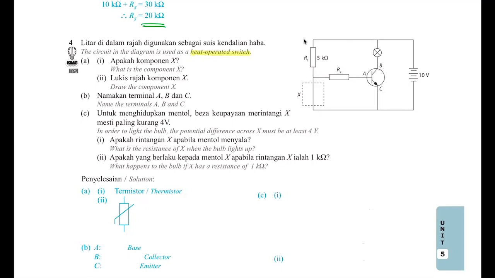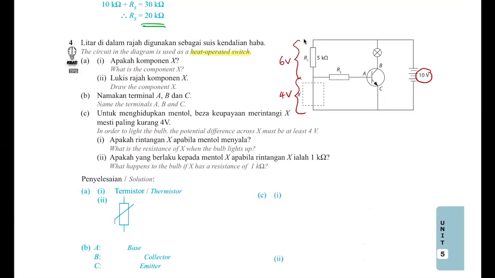Nah, sama juga dia punya pengiraan. In order to light the bulb, the potential difference across X must be at least 4 volts. Okay, so maksudnya di sini, it has to be at least 4 volts. So the remaining voltage at the upper part, you minus from 10, it should be 6 volt lah kan? 10 minus 4, it should be 6 volt. What is the resistance of X when the bulb lights up?